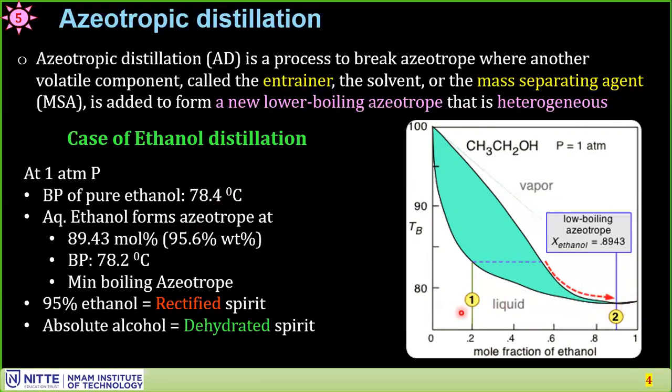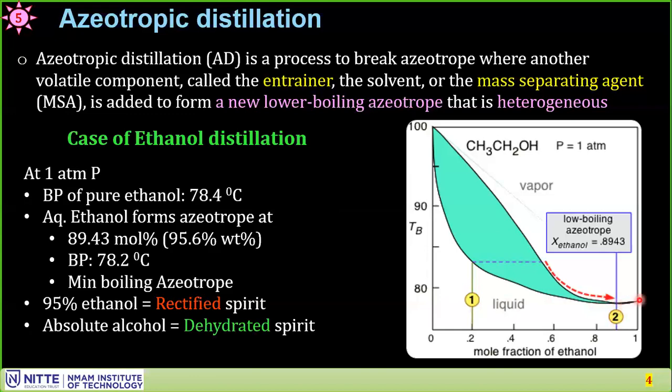So imagine this way: you have a feed somewhere here. You go for a simple distillation or a fractional distillation. The distillate that you get will have a composition greater than, this is y, this is x at the equilibrium. At equilibrium, this is the composition of the liquid, this is the composition of the vapor. If you take one equilibrium stage, say that you had multiple equilibrium stages, so you can purify it. You will come to this particular point, the azeotropic point. Now here you try to boil it. What will happen? Both vapor and liquid will have the same composition.